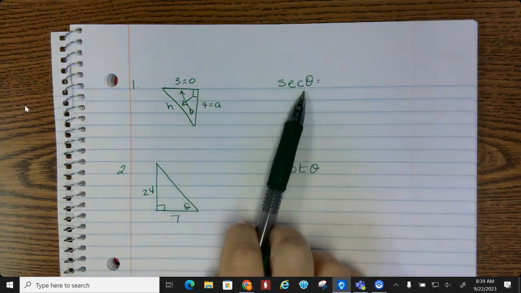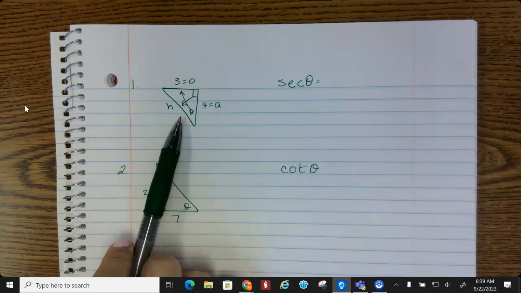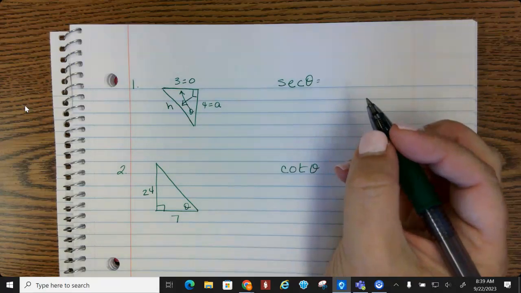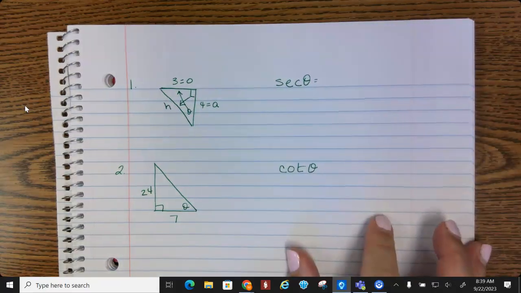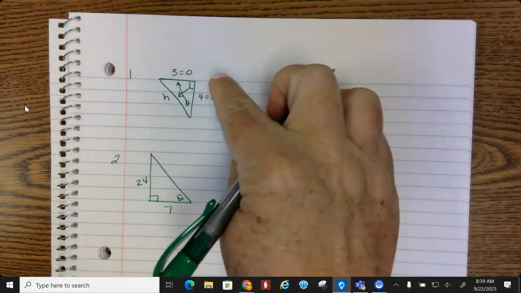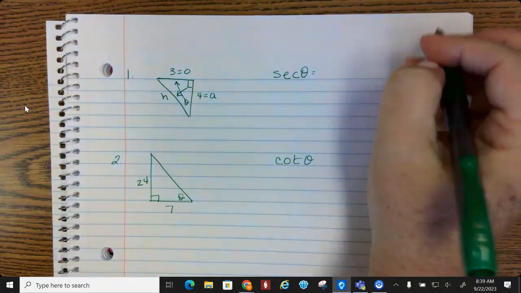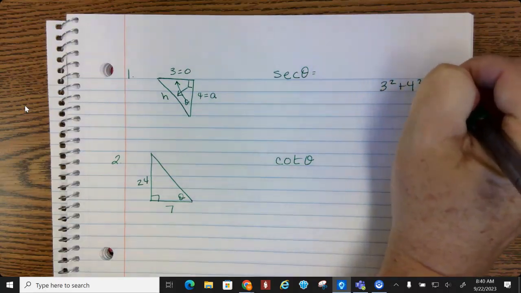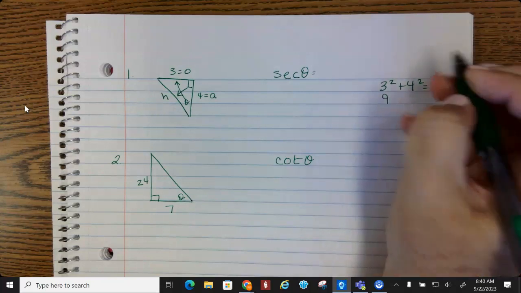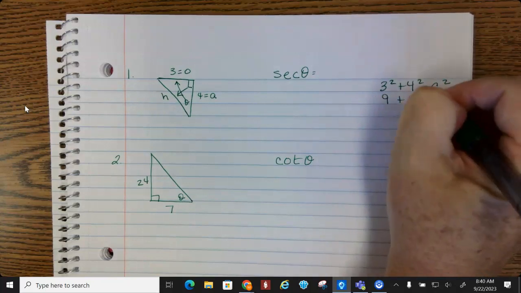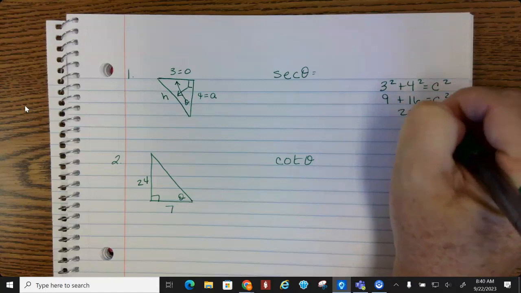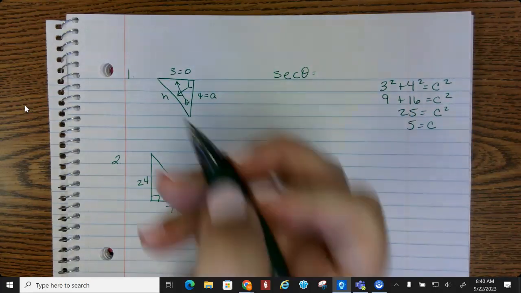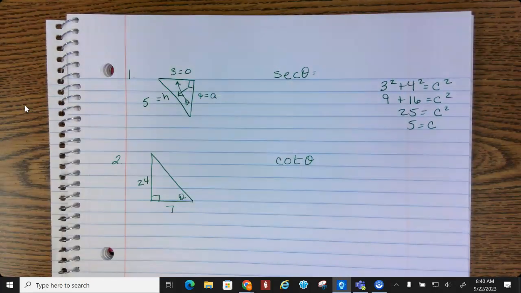So before we go find what secant is, we have to go find our hypotenuse. So we're going to do the Pythagorean theorem. I'm going to use this side over here. Be aware this time we're solving for c, so this will be 3 squared plus 4 squared equals c squared. So this will be 9 plus 16, which is 25. So the answer is 5. So my hypotenuse is 5.